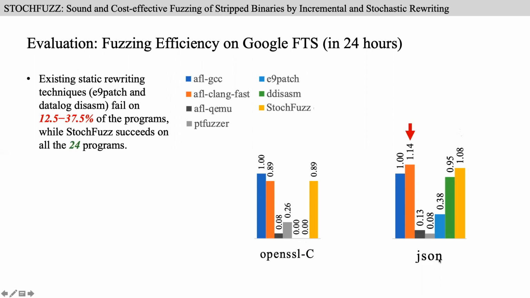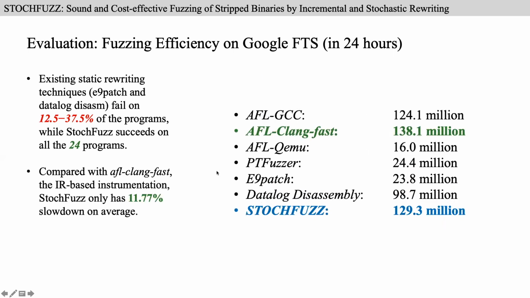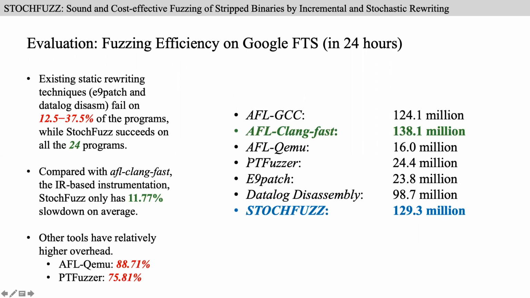We observe that AFL CloneFast is the fastest as it is the IR-based technique. STOCHFUZZ is slightly slower due to our additional overhead. Data log disassembling also performs well, but note that due to its unsoundness, it fails on many programs. The other 3 techniques are relatively slower. We present the average execution number over 24 programs. We can see that compared with AFL CloneFast, STOCHFUZZ only has around 11% slowdown on average. Other tools have higher overhead compared with STOCHFUZZ.